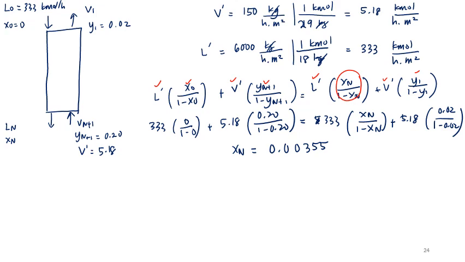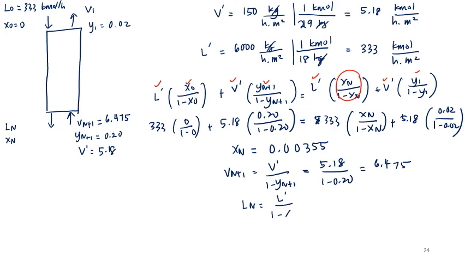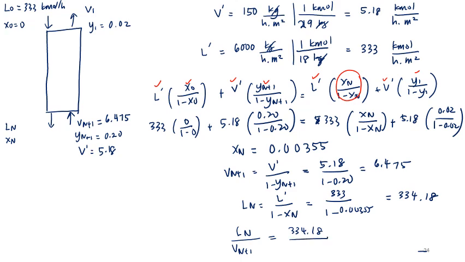Okay, so let's check if your operating line is a straight line. Vn plus 1 equals V prime over 1 minus yn plus 1, 5.18 over 1 minus 0.2 equals 6.475. So Vn plus 1 is 6.475. Ln equals L prime over 1 minus xn equals 333 over 1 minus 0.00355 equals 334.18. So the slope of the operating line at the bottom is Ln over Vn plus 1 equals 334.18 over 6.475 equals 51.61. What about at the top?